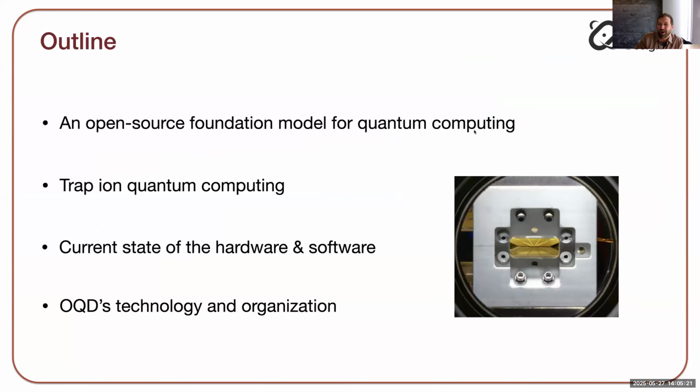I roughly have an outline that I thought I would get to. Hopefully my slide just advanced. I want to talk a little bit about what an open source foundation is, and why, what incentivizes it for quantum computing. Then I want to talk about our trapped ion quantum computer, the current state of that system, and some of the technology that lives within the organization OQD itself. So I'm going to start with just a broad philosophy about open source foundations, the model, and why they're applicable to quantum computing.